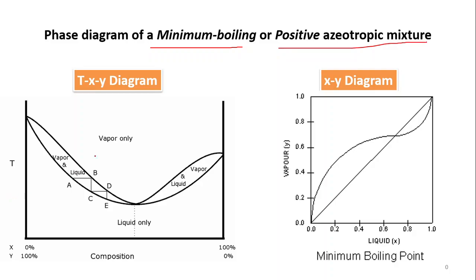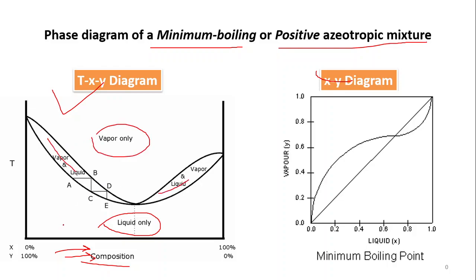If you look at the TXY diagram and the XY diagram, in the TXY diagram temperature and the compositions X and Y are both given. If you know X, you can find the Y value. This is the liquid region, this is the vapor region, and in between these envelopes is liquid and vapor. This is the curve of the saturated liquid, and this is the curve of the saturated vapor.